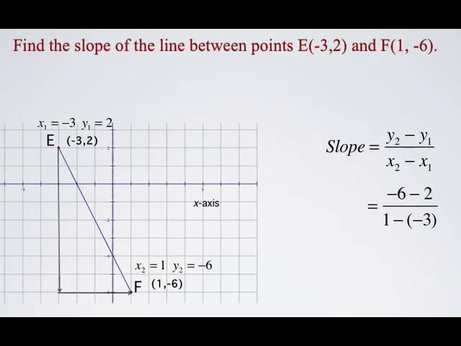Again, we have a negative and a negative, which creates a positive. The top simplifies as negative 8, and the bottom simplifies as 4. We have to reduce this fraction. Negative 8 over 4 is negative 2, and we've calculated the slope.